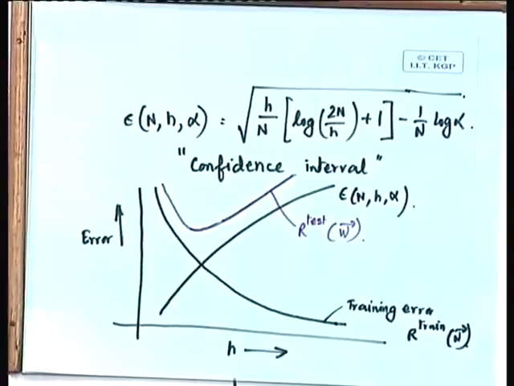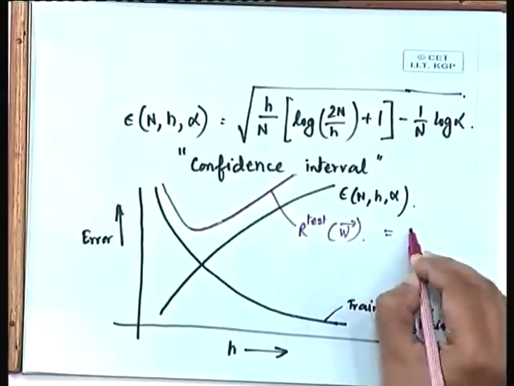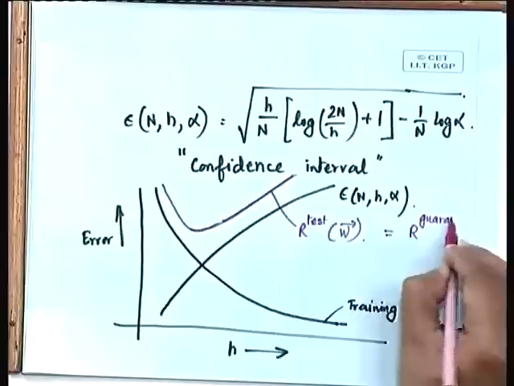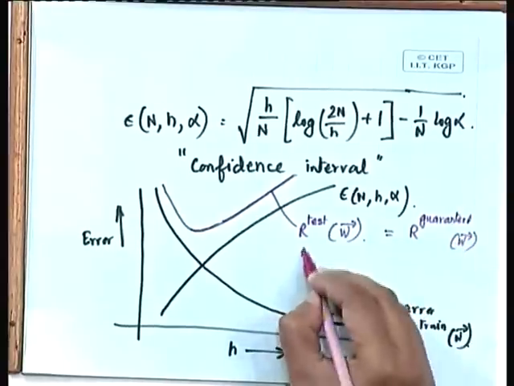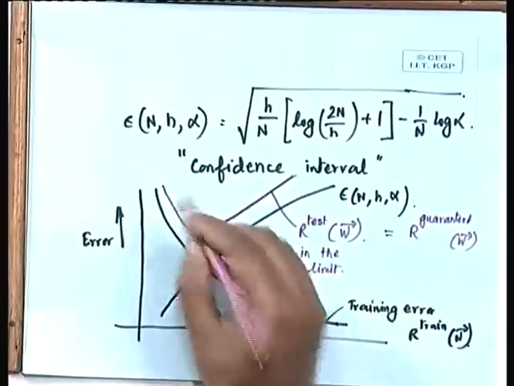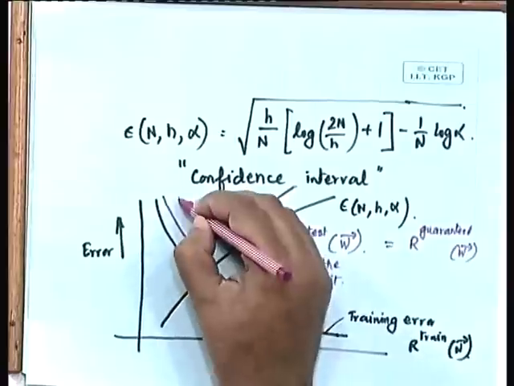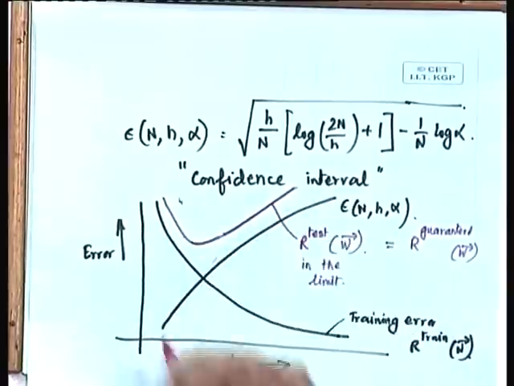Yes, this is R guaranteed. So, in the limit I say that this R test is equal to R guaranteed. This is the limiting case of R test, or rather this is the R guaranteed. So, this is R test in the limit. So, the actual R test may be somewhere here. Okay, it cannot go to this area. It has to be lower than this.